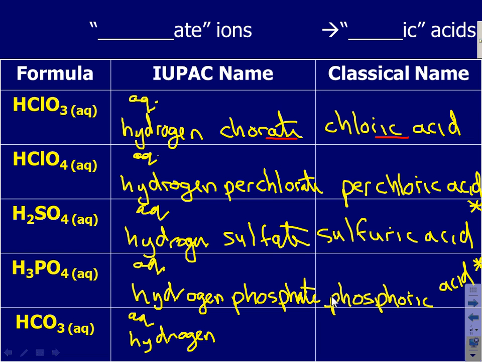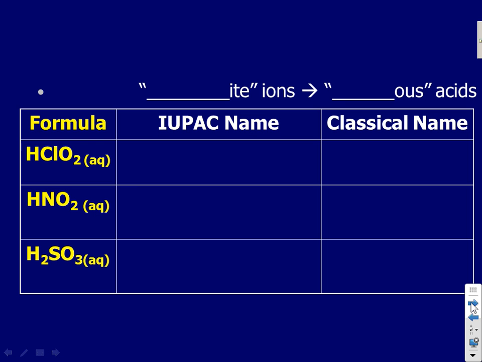How about the CO3? What is that one? Hydrogen carbonate. Carbonate, and what will the classical name be? Carbonic acid, yes. Carbonic acid. So if it's polyatomic, if it's one of these that have O's on it, if it ends in ate, it becomes the ic acid. Again, I'm going to give you this on the board tomorrow. All right, one more type.